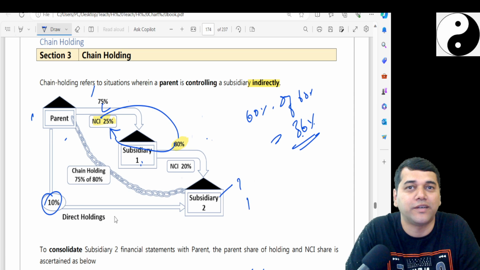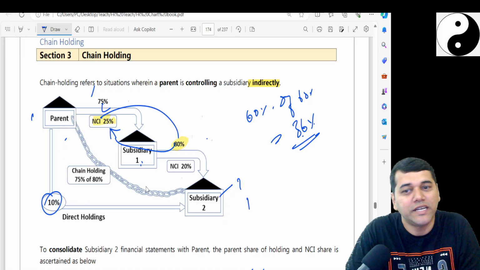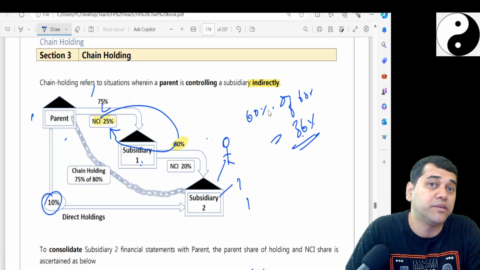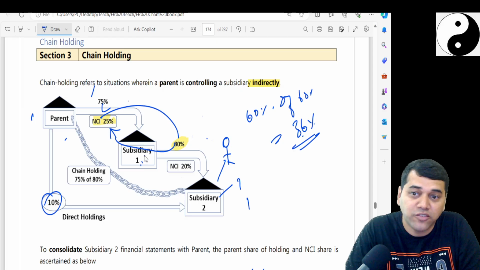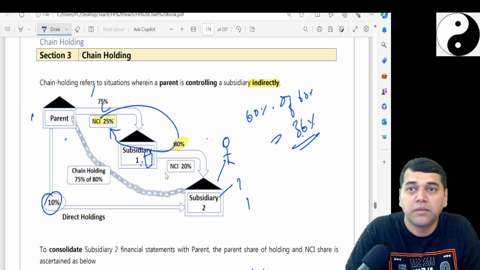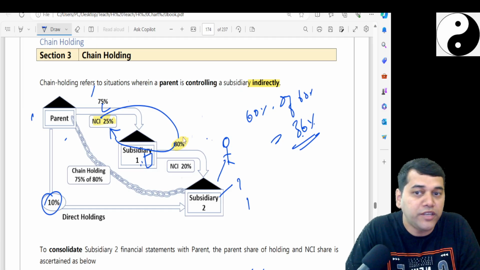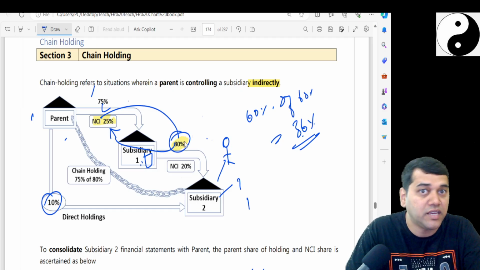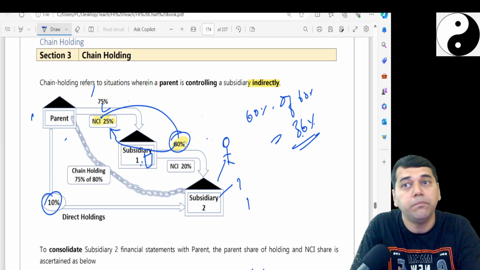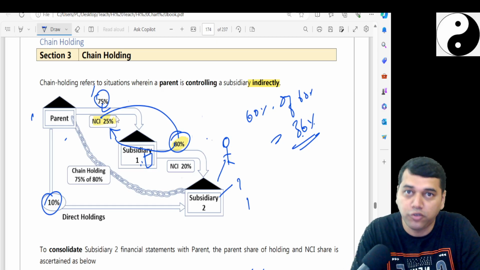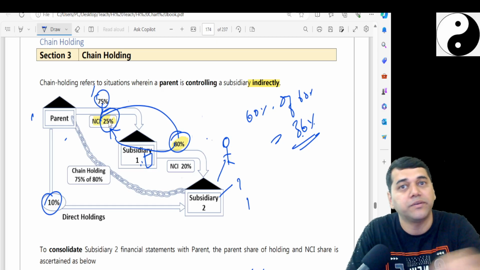Parent's only 10% went, no. From the parent's balance sheet, only 10% of the cash went to this owner. Who paid the balance 80%? S1's balance sheet paid. But when S1's balance sheet paid, parent didn't have 100% of S1. Parent had 80% only. So when the investment of 80% was done in S2, in fact, two people made a joint investment. One, 75% of that 80% you did, 25% of 80% that NCI did.